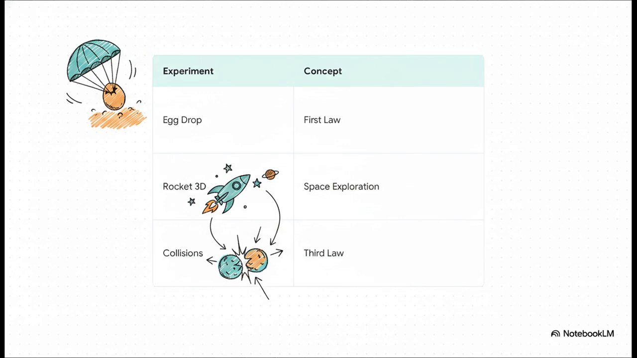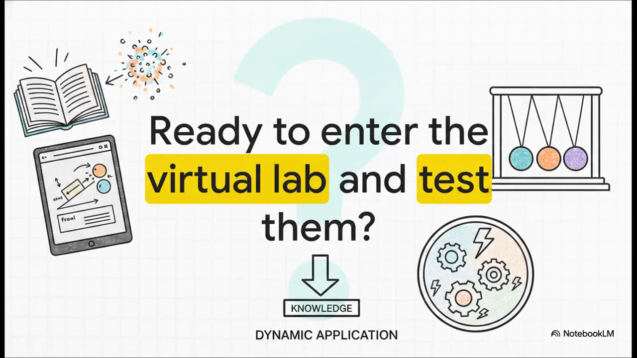You can simulate a literal rocket ship launch, tweaking the fuel mass and thrust to watch the second law play out in real time. Or you can run digital collision simulations to perfectly demonstrate the third law and momentum conservation. It's basically like having a virtual lab partner right there with you, providing interactive guidance every single step of the way. We've covered the history, we've broken down the equations, and we've completely busted the biggest myths of classical mechanics.